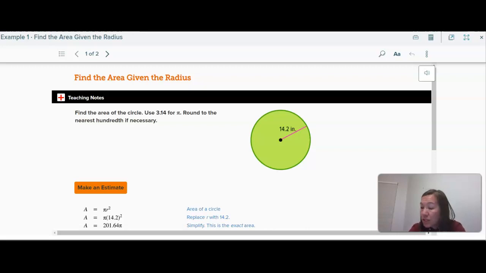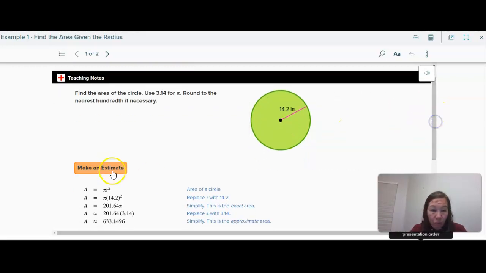Anyway, page 458. So find the area of a circle if we have the radius. Again, all you guys have to do is write down the formula. A equals pi r squared.